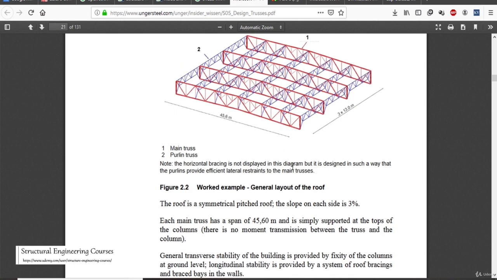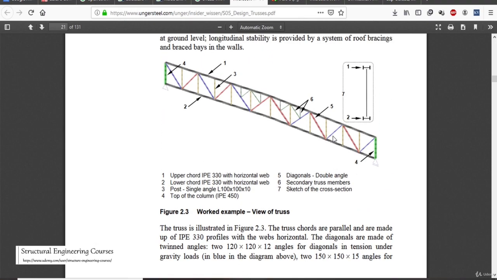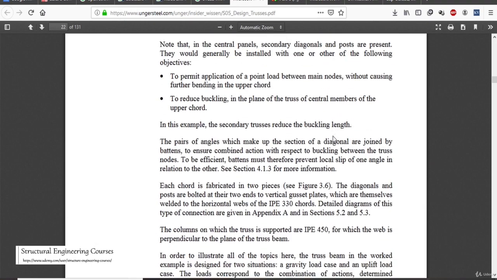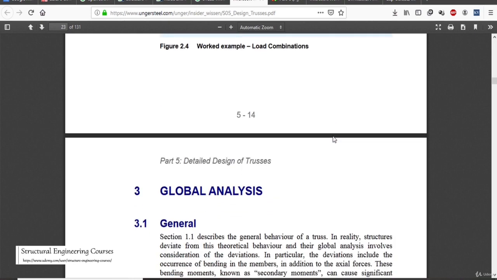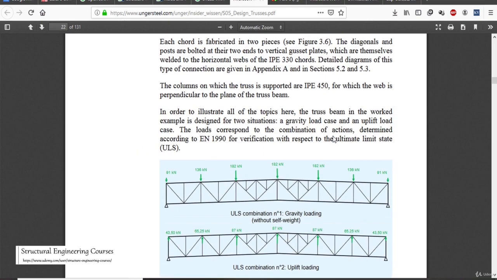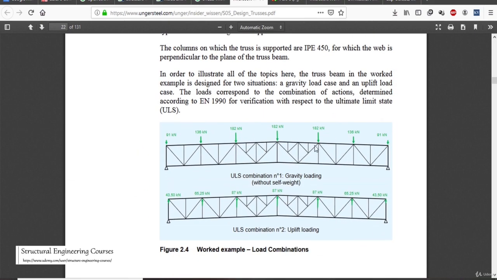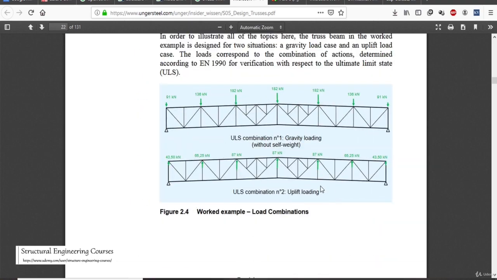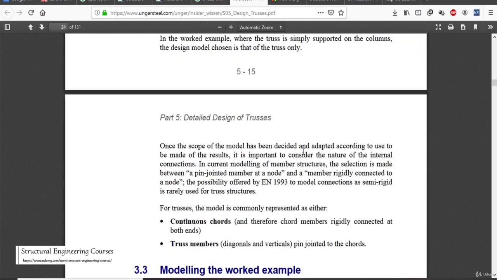So they had also discussed one example here. So basically, this is the span of 45 meters. In that 45 meters, they had provided a simple truss section here, and across the span, they had provided the purlins in the form of trusses. So that is how they had worked out this 45 meter span. So here you can see that they had calculated the gravity loadings. Here they had calculated the uplifting loadings.